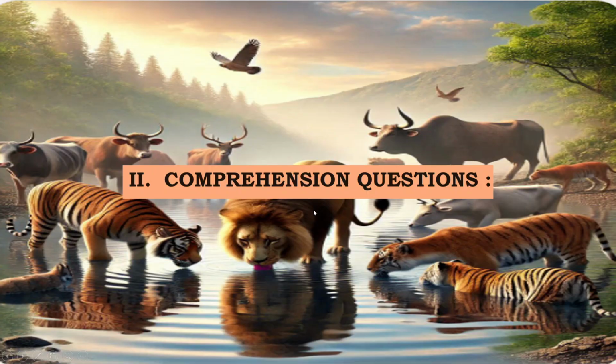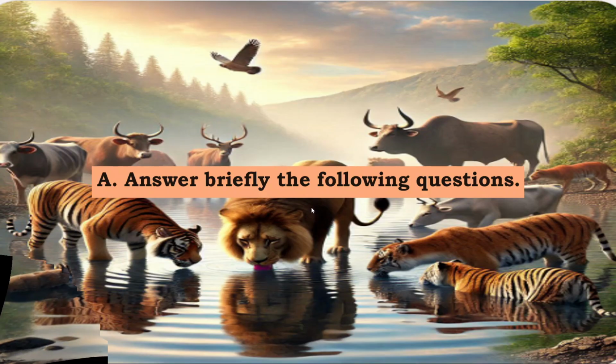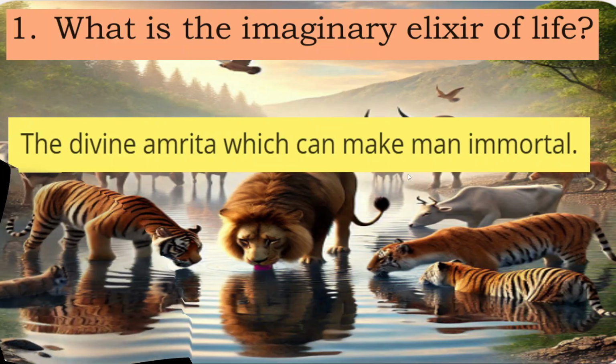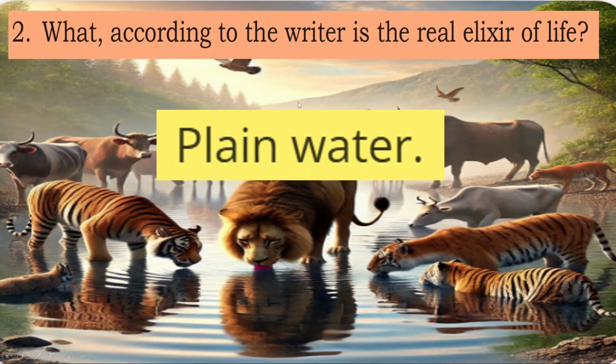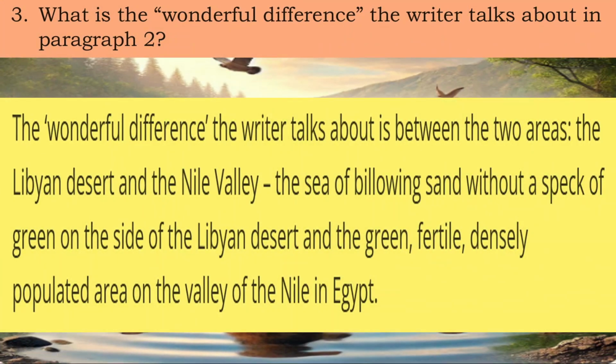Second, main comprehensive questions. A. Answer briefly the following questions. First question: What is the imaginary elixir of life? The divine Amrita, which can make man immortal. 2. What, according to the writer, is the real elixir of life? Plain water.